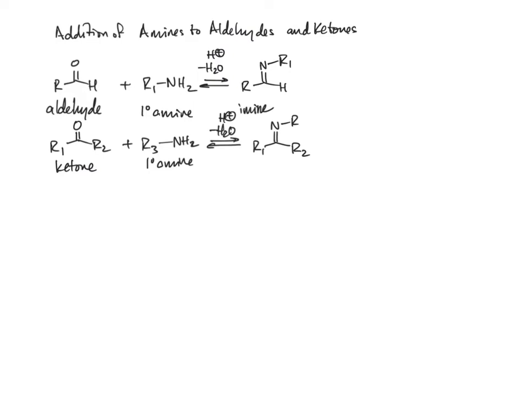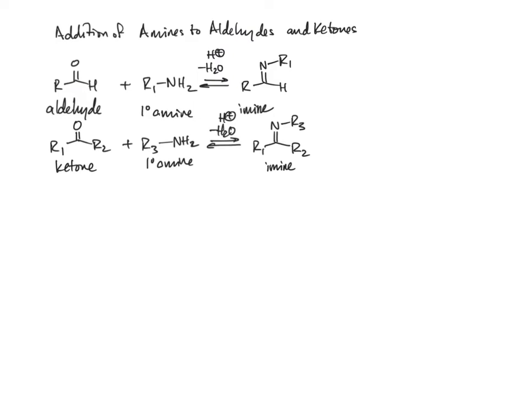Just fix that mistake. This should be R3. So again, this is an imine as well. And so these are imines. Imines result from the condensation of the carbonyl component, either aldehyde or ketone, with a primary amine. So a different functional group forms if you're starting with a secondary amine. So let's go ahead and look at those.